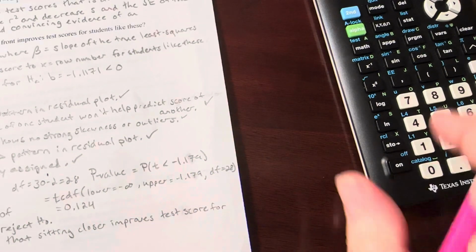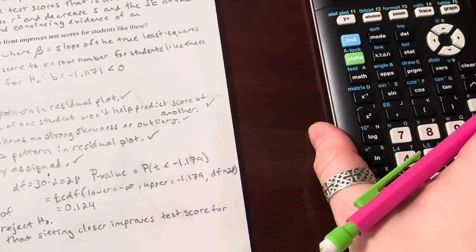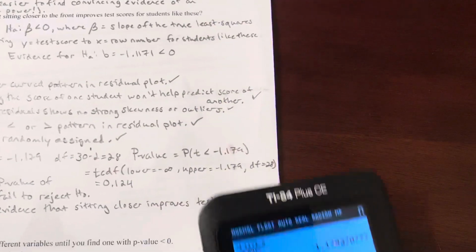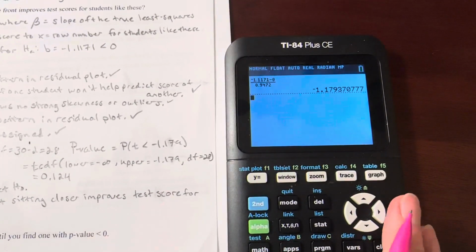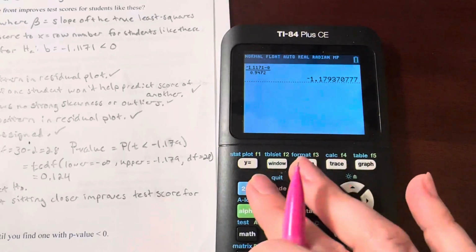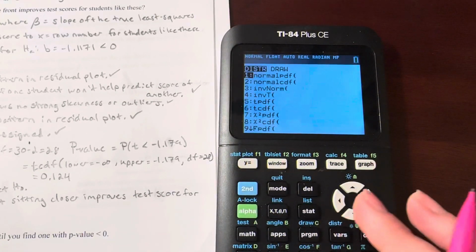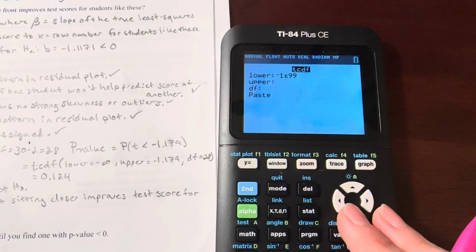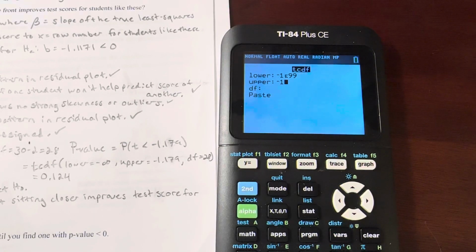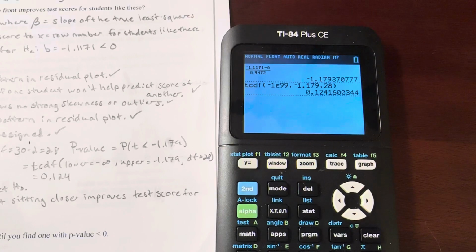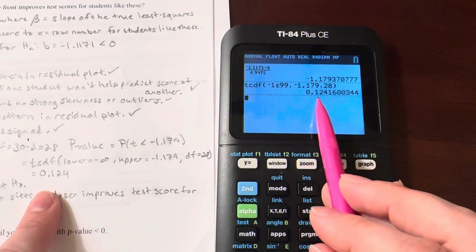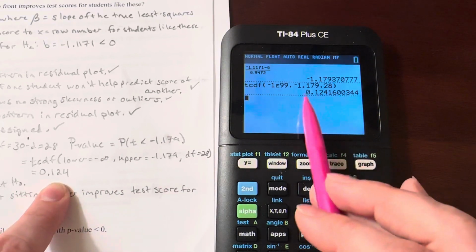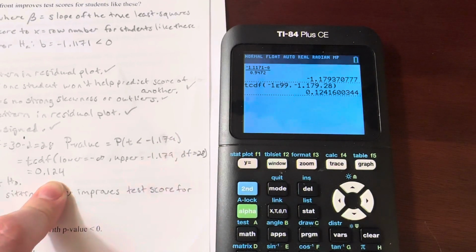And yes, you guys get to see me completely raw with this so that you know that it's no big deal. You find it, you fix it, and you move on. So again, I'm going to go to second vars to get to distribution. I'm going to go down to tcdf, and I'm going to keep that negative infinity. I'm going to use negative 1.179, degrees of freedom 28. Paste this in, and I have about 0.124. All right, so I had put it in the calculator correctly. I just accidentally wrote the wrong number.